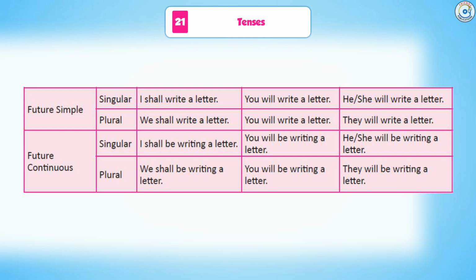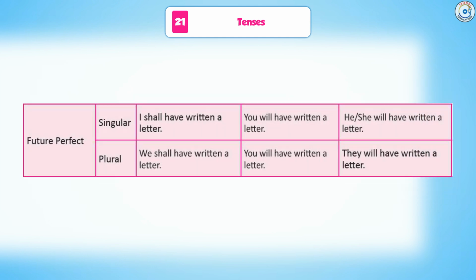Future continuous. Singular: I shall be writing a letter. You will be writing a letter. He or she will be writing a letter. Plural: we shall be writing a letter. You will be writing a letter. They will be writing a letter.